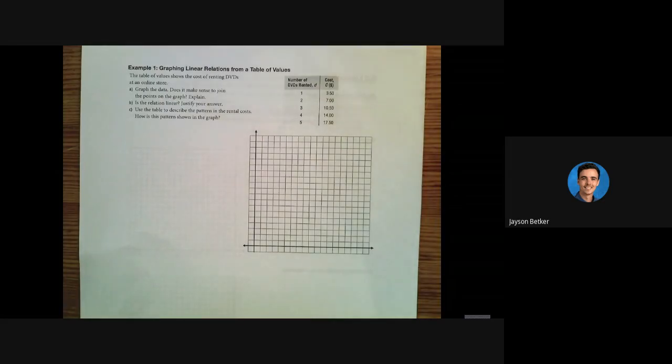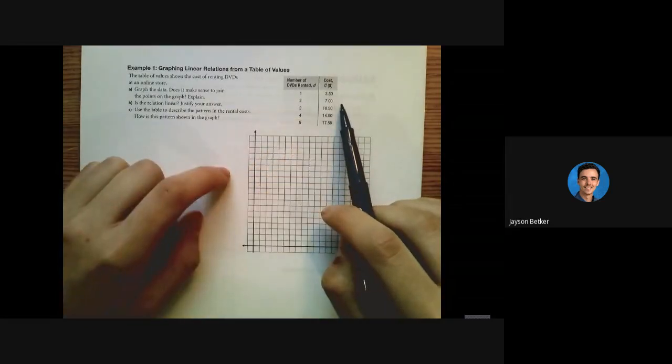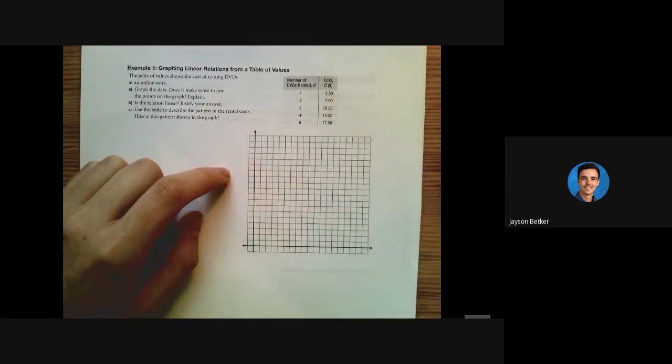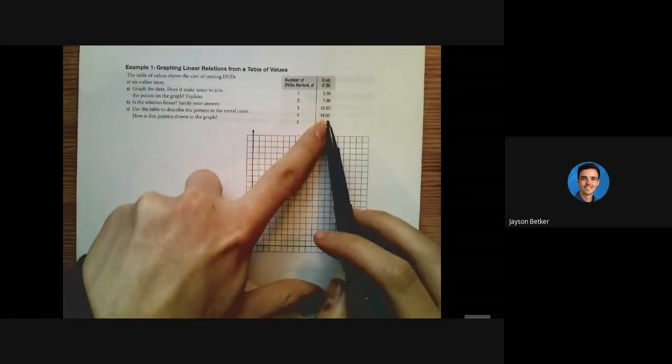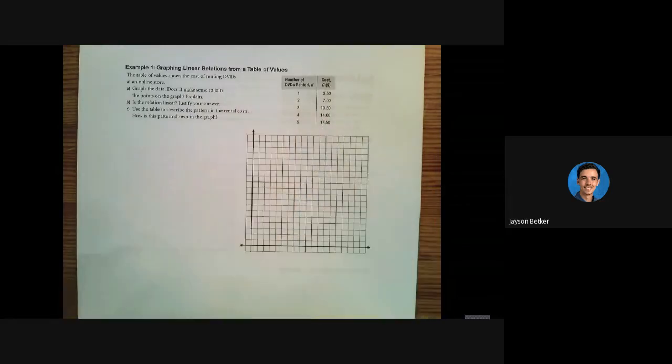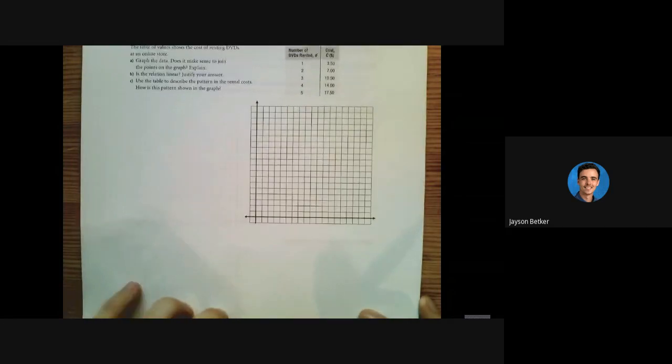So the first thing we have to do is graph the data. We look at these two values, and we have to look at which one is going to be on our x-axis and which one is going to be on our y-axis. Remember, the x-axis is the independent variable, and the y-axis is the dependent variable. So it would make sense that how much it's going to cost depends on how many DVDs I rent, right? So we'll make the x-axis the independent variable.